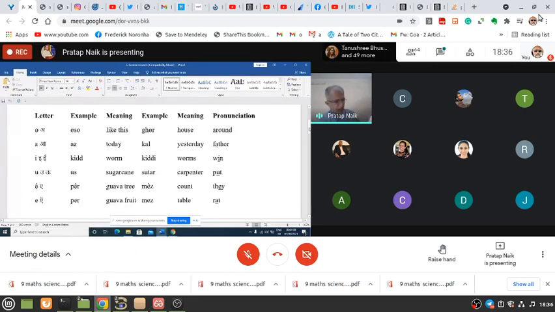Why Google keyboard is not providing this symbol, I have no idea. But Samsung keyboard provides all the symbols which are required for Konknni. And with these symbols, as I said yesterday, you can write Konknni 100% correct, scientific. Trust me, I say this with authority.